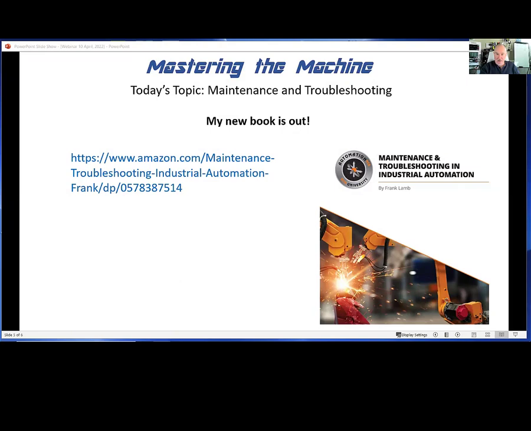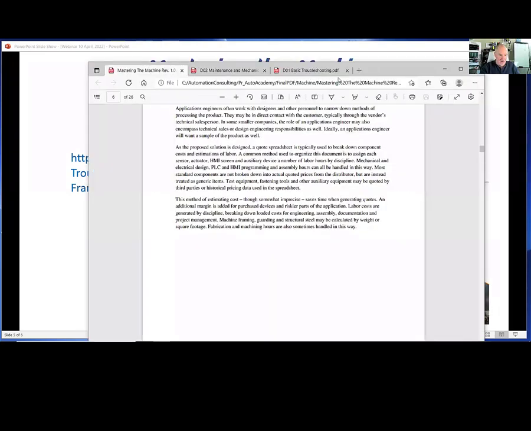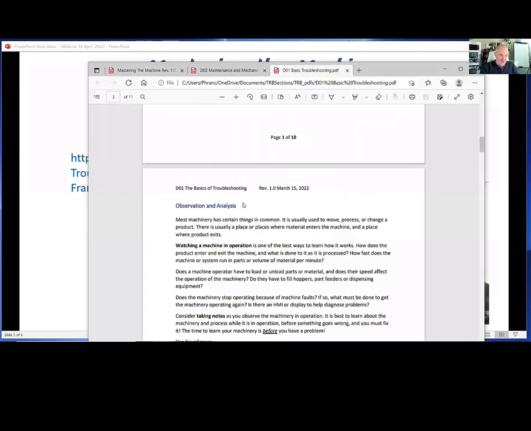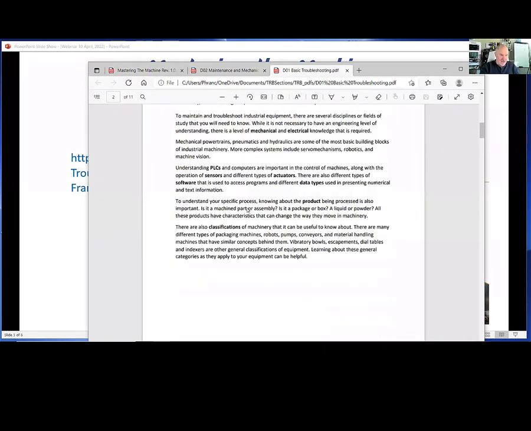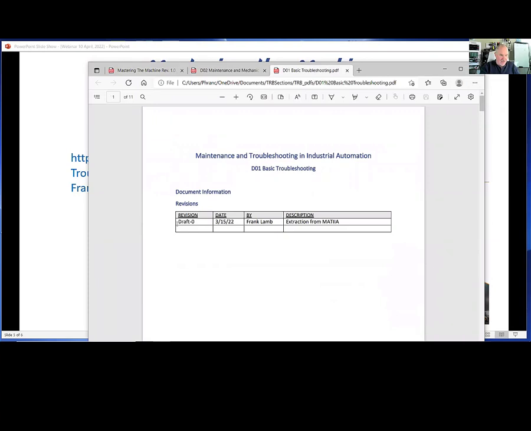Let's bring this back down again. Machine observation. So the basic troubleshooting section, this is in the very beginning of the book. You can see this is kind of how I broke these out. I put a little revision number in here, and I say extraction from Maintenance and Troubleshooting in Industrial Automation, which, again, if you can see my little image here, is a big book, right? It's got a lot of different sections, 384 pages long, lots of stuff.